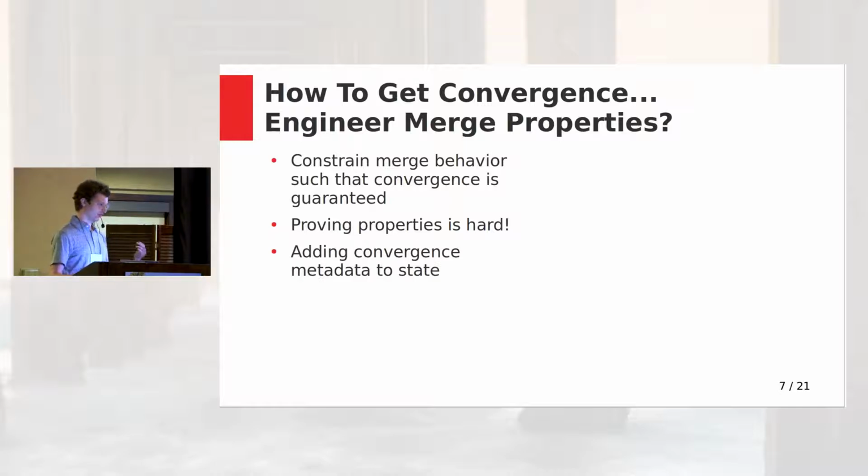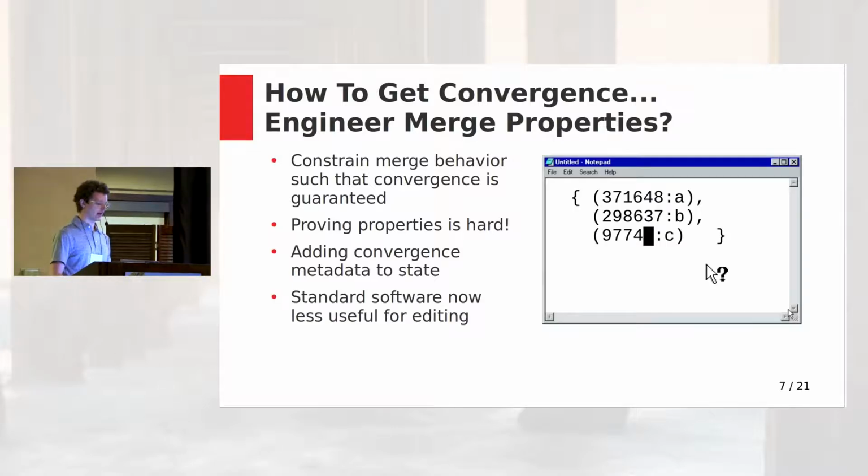Like, we just saw this set MRDT that we might want to use, and we've shown that it doesn't provide convergence. So if we actually wanted it to do that, we would have to add more information to the states, more information to the merge functions, like unique IDs or something. And then we've lost some of this nice property of being able to use standard software to edit them.